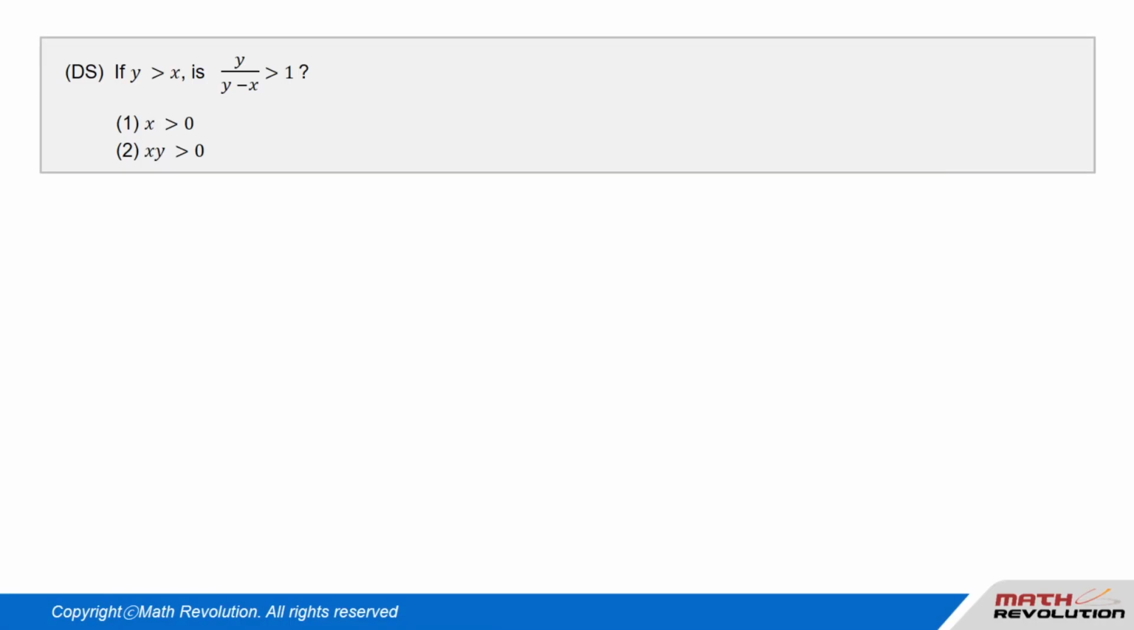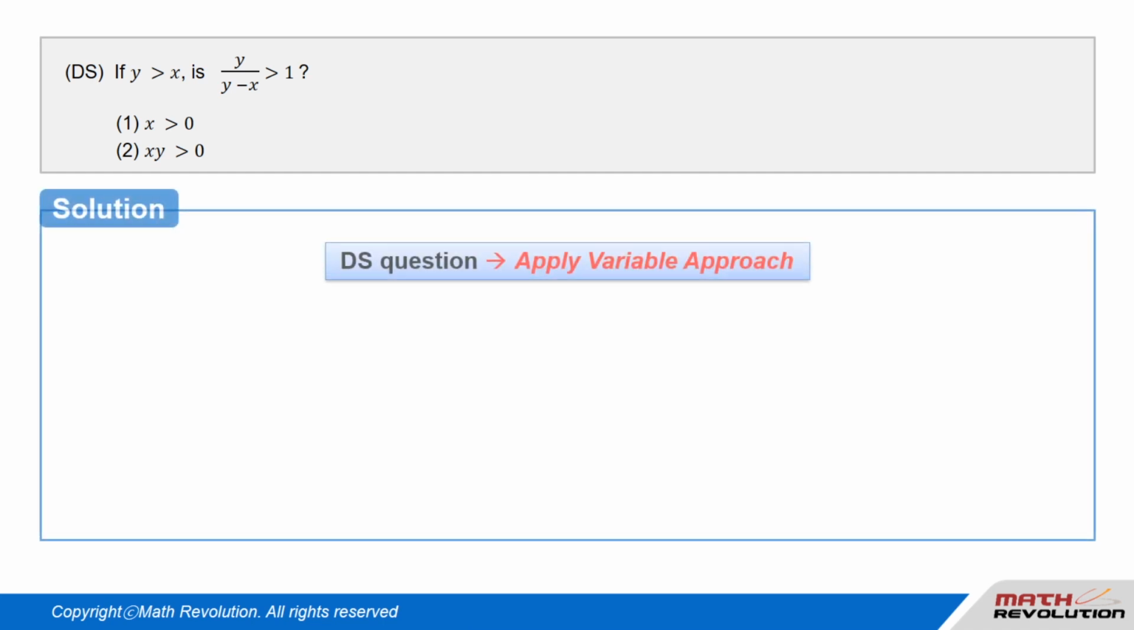DS. If y is greater than x, is y over y minus x greater than 1? Condition 1. X is greater than 0. Condition 2. xy is greater than 0. We will solve this DS question using the variable approach.